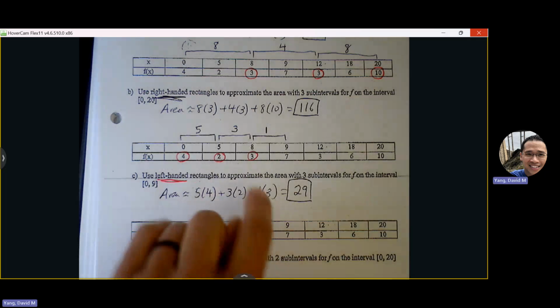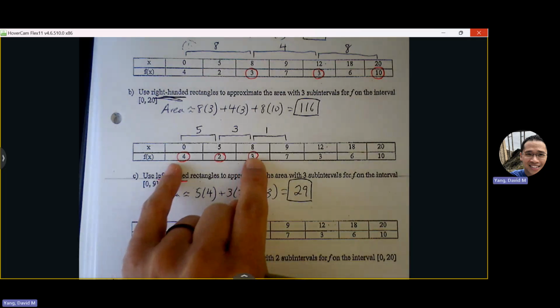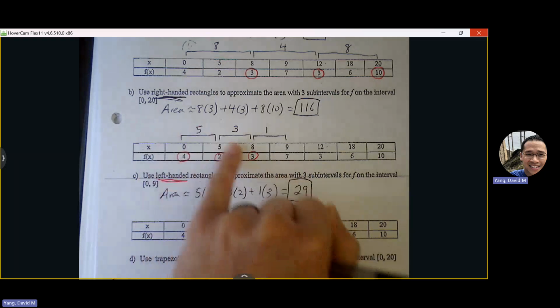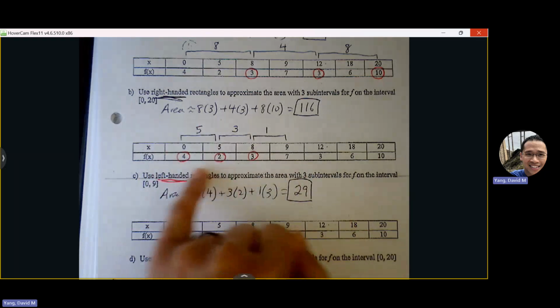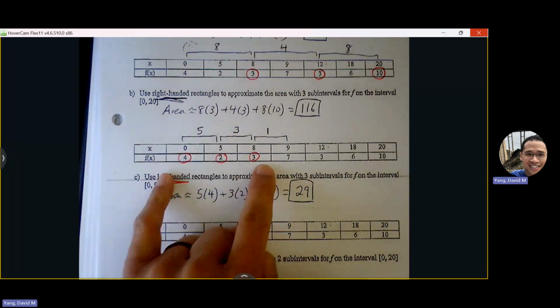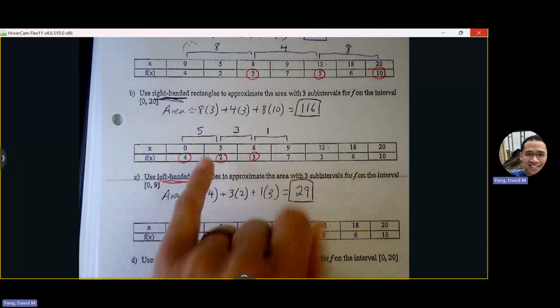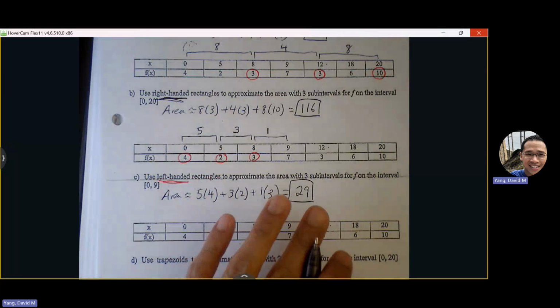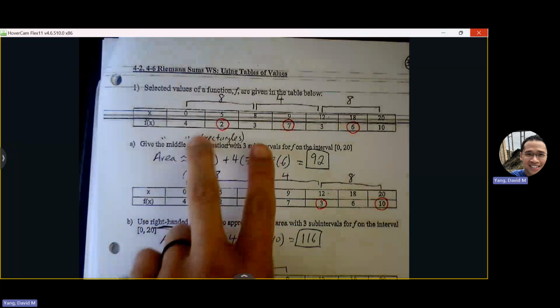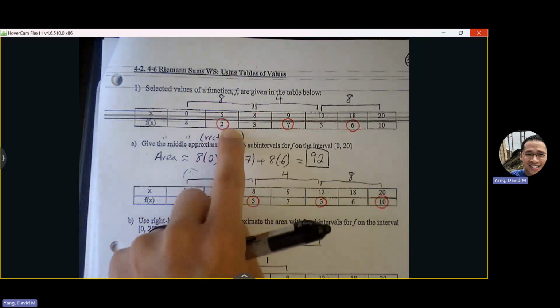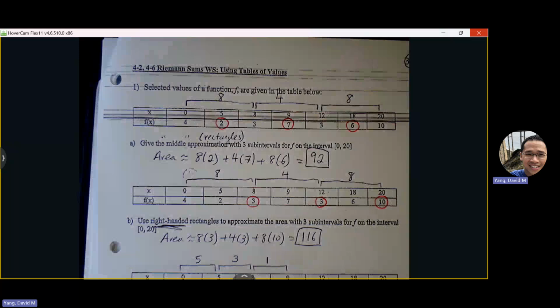Some students have asked, we can do left-handed rectangle, we can do right-handed rectangle, but what do we do if we were asked to find the midpoint rectangles? And the answer to that question is you're not going to be asked to do a midpoint rectangle if there's not a middle point to choose from. If it's going to be a middle rectangle, I've got to give you an odd number of ordered pairs so you can actually pick out a middle one. You're not going to have to do additional calculation to find the middle.